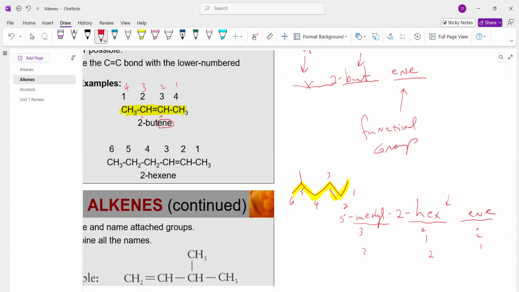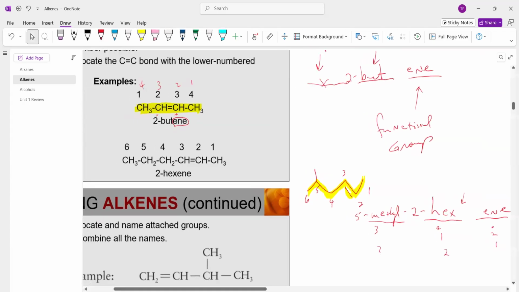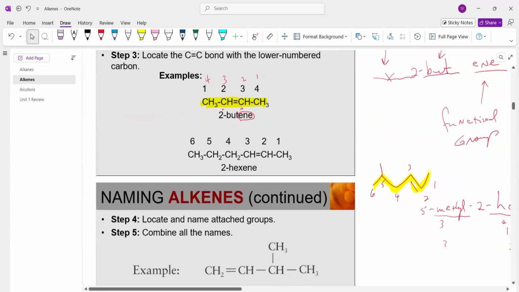Okay, so does this naming with the double bonds make sense? Yes. Thank you for responding.